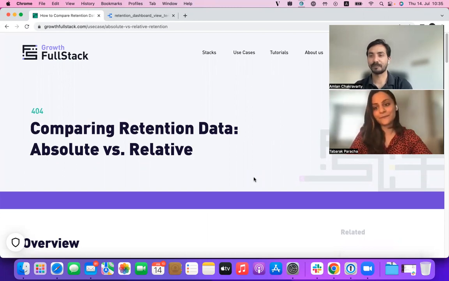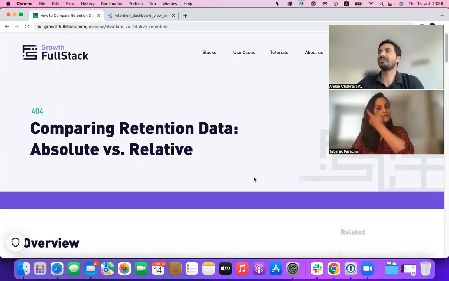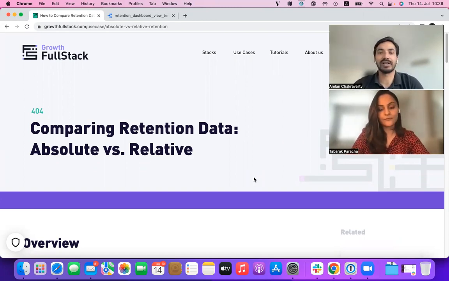What is retention? Yeah, so retention in simple words, Tabarak, would be a product's ability to retain customers over a period of time. So if a product has good retention, more and more users keep coming back to your product and use it, and they're really engaged. And if you do not have good retention, the users keep falling off, and you need to spend a lot in acquiring new users all the time.